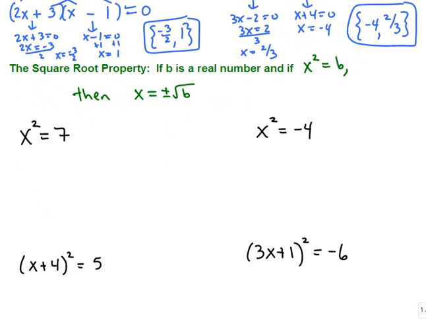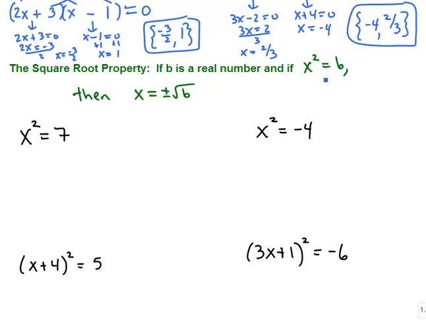Now one other special way to solve quadratics is called the square root property, and this is a special property or theorem that you can use whenever you have a quadratic of a particular form. The form that you need to have is x squared equals b. So in this case, notice that we have the x squared term, and it's isolated on one side, and we have a constant on the other side.